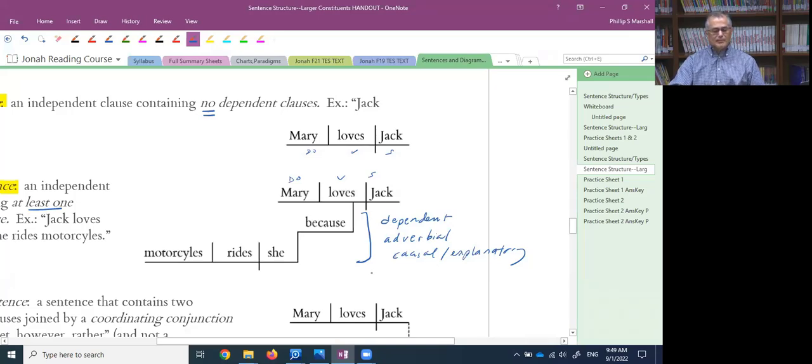Does it have to be causal? Not like, do adverbial dependent clauses have to be causal? No. Okay. Let's change this to while.